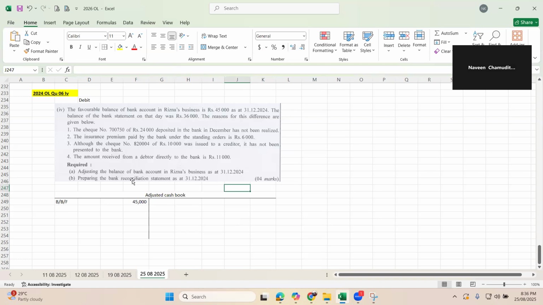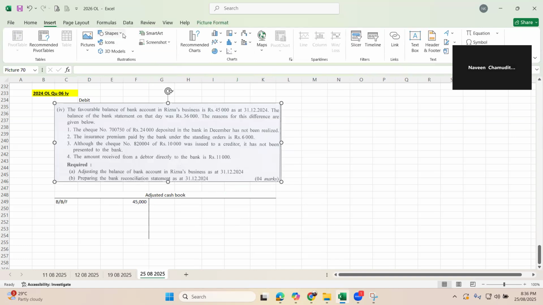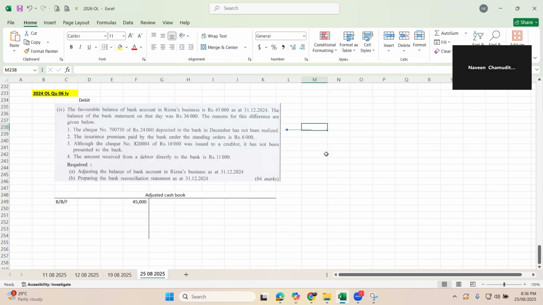A check of 700, 750, 24,000 deposited in the bank in December has not been realized. Not been realized means it's unrealized. The first one they talk about is the unrealized check. This is coming to bank reconciliation. This is unrealized. An unrealized check goes to the bank reconciliation statement.